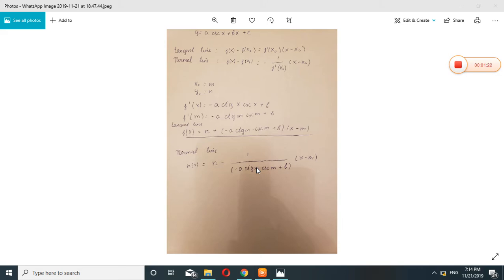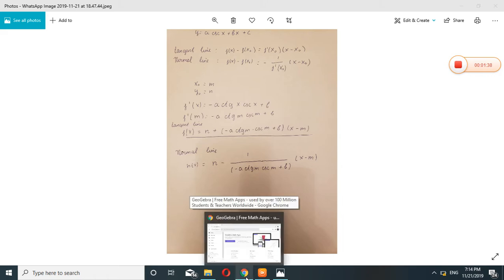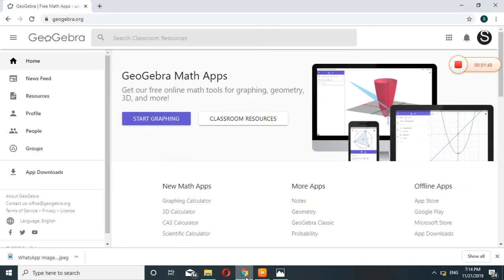So everything is good, but do they work? Is it enough for finding the tangent line and normal line? Because as you know, the tangent line is the line which is tangent to a function, and the normal line is the line which is perpendicular to the function. For proving that our answer is correct, let's begin graphing. For graphing, we'll use GeoGebra. Let's start graphing.